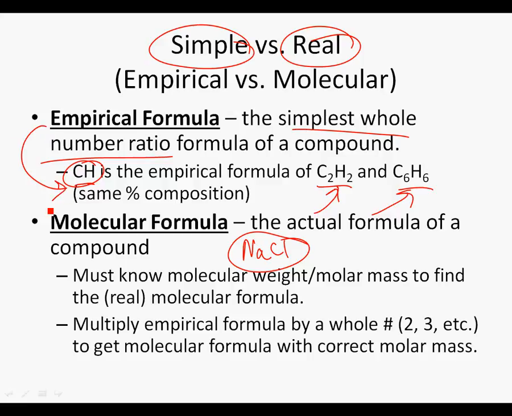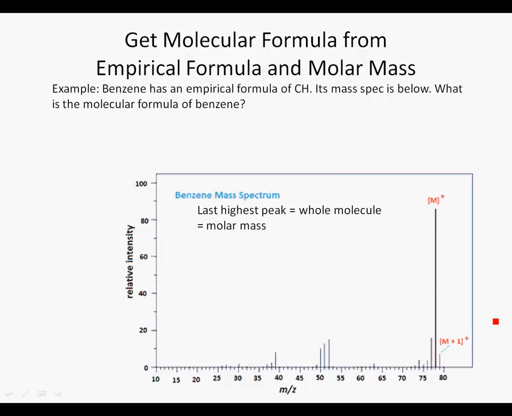So if you see a formula, something like CH3, well, that's the simplest ratio. It's 1 to 3. It's an empirical formula. It might be the molecular formula. If you see a formula like C2H6, it can't be an empirical formula because it's not the simplest ratio. The simplest ratio here is CH3. To figure out what the molecular formula is, you need to be given the molar masses.